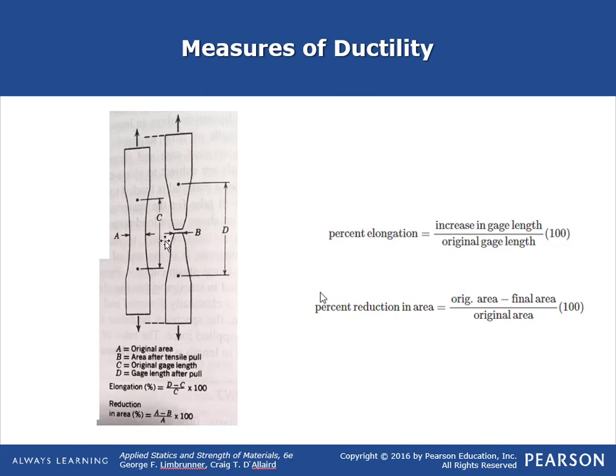I know the part failed, but you can measure here what the diameter is when it failed. So these two properties of a material are a measure of the ductility of a material.